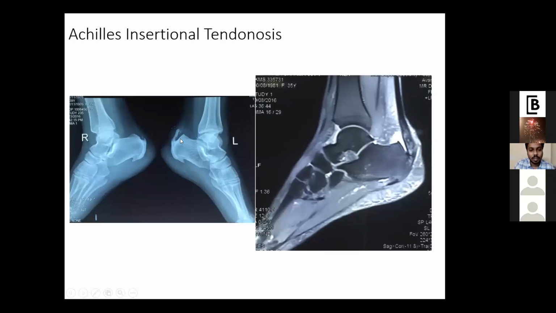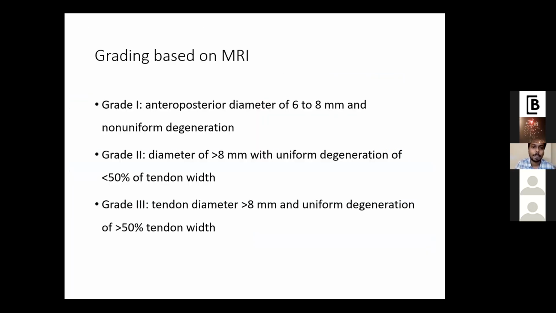So here on the left side, you can see Achilles tendinopathy of the left foot. We have a typical bone spur present. We can also see a sharp bump deformity, the typical Haglund's deformity. On the right side, on the MR imaging, we can see altered signal changes. There is a hyperintensity just at the insertion of the Achilles. So this is all classical of insertional Achilles tendinopathy.